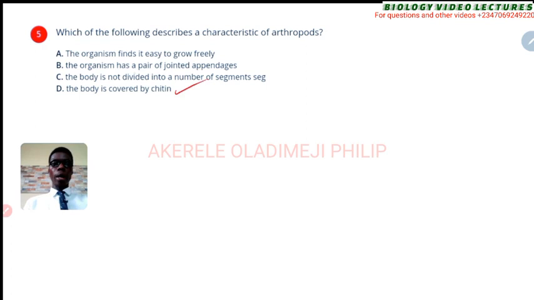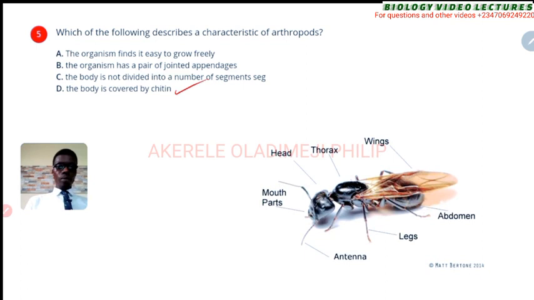That's why B is wrong. He says a pair, so it's wrong. So the answer is D. This is one of the examples of arthropods.